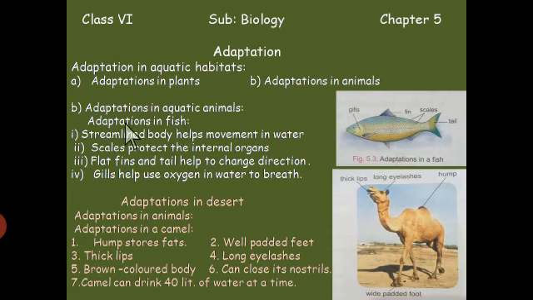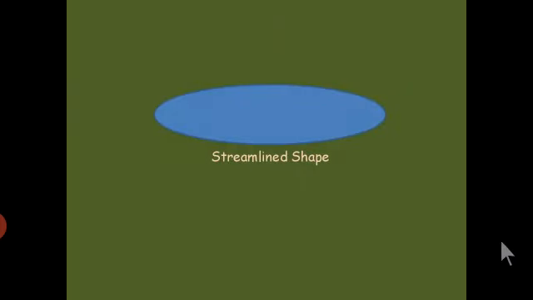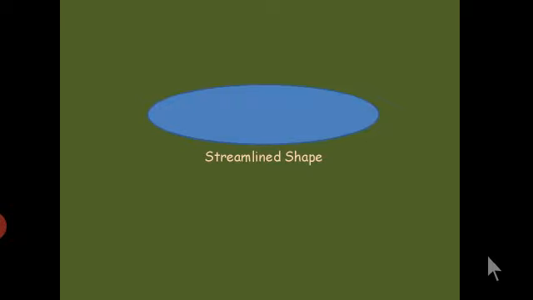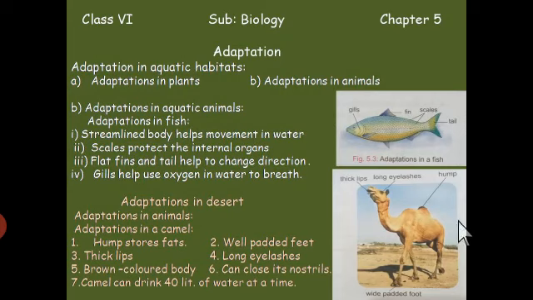To understand adaptations in aquatic animals, we have to learn adaptations in fish. Now let us see what are the adaptations in fish. Fishes have a streamlined body. The shape of the body of fishes is called streamlined shape. This type of shape helps the fishes to move in water very easily.